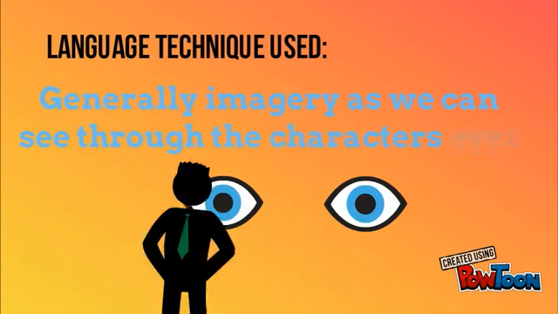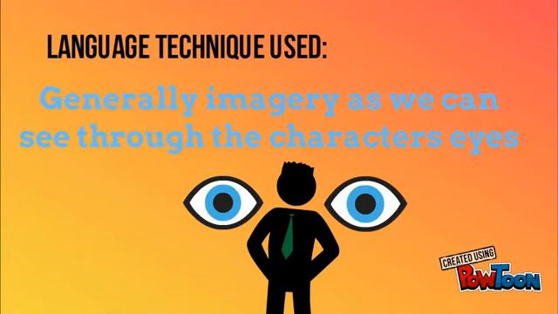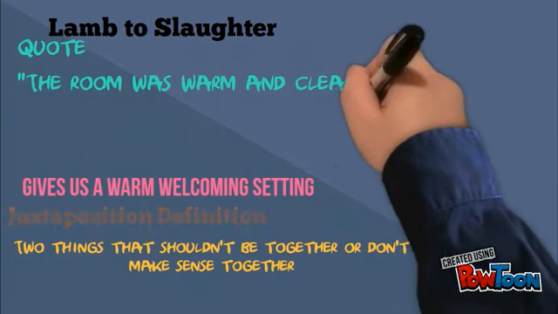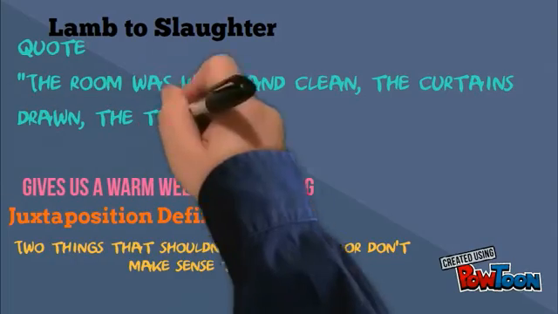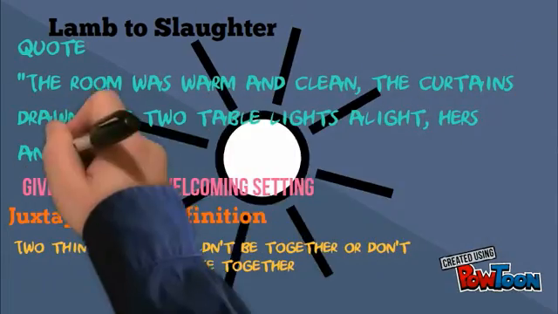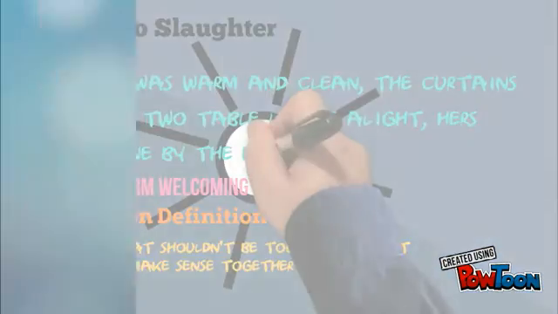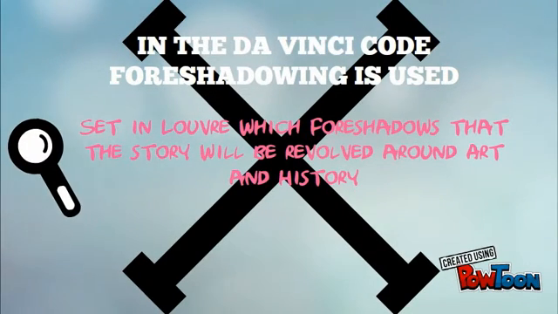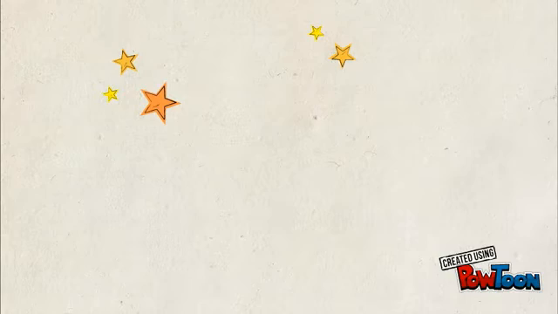Generally, the language technique is some sort of imagery, giving us a clear image through the character's eyes. In Lamb to the Slaughter, we are given a warm, welcoming setting, typical of a home. Ironically, it's also the setting of murder, creating a juxtaposition. The effect is it makes the plot more unpredictable. In the Da Vinci Code, the crime happens in the Louvre, which foreshadows the story will be revolved around art and history. The effect is it sets us up for what is about to come. Therefore, it's not just a random idea.